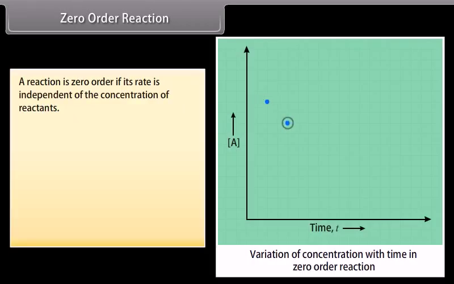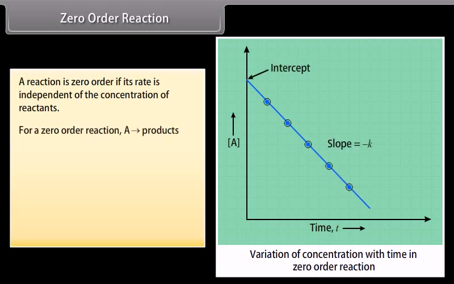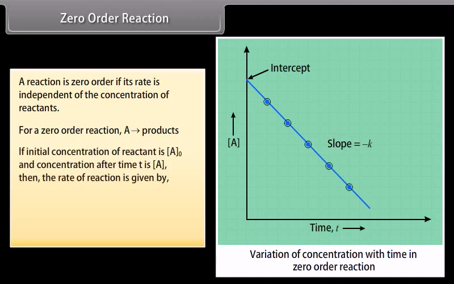Zero-order reaction. A reaction is zero-order if its rate is independent of the concentration of reactants. For a zero-order reaction, A is changing into products. If the initial concentration of reactant is [A]0, and the concentration after time t is [A], then the rate of reaction is given by -d[A]/dt is equal to the product of k and [A] raised to the power 0, which is equal to k. It can be written as d[A] is equal to -k dt.